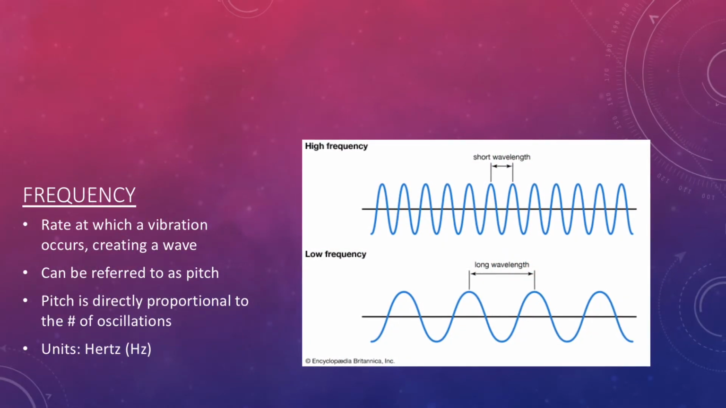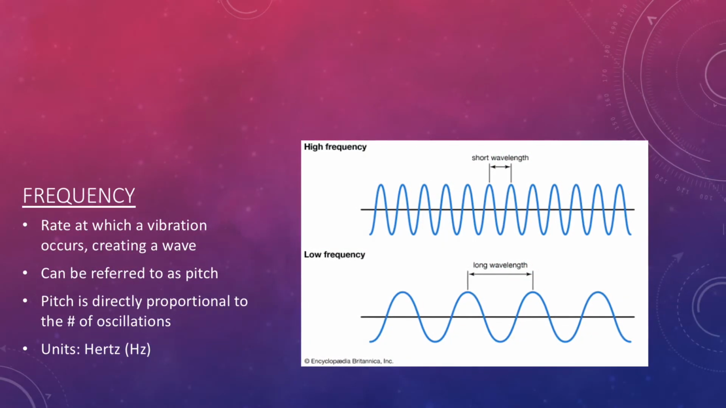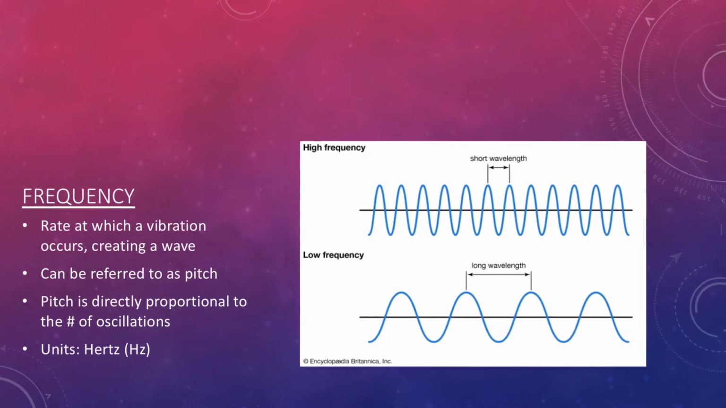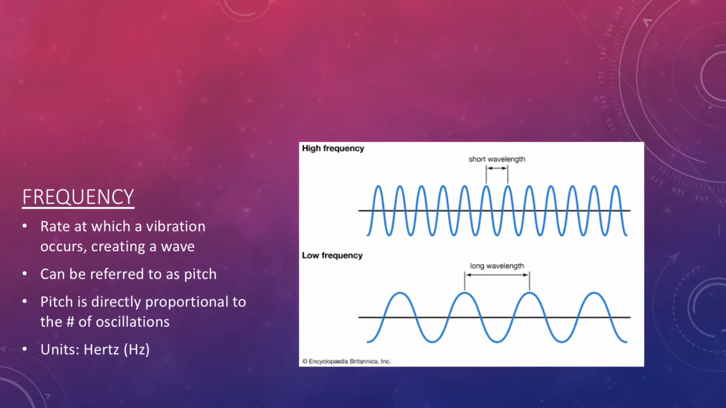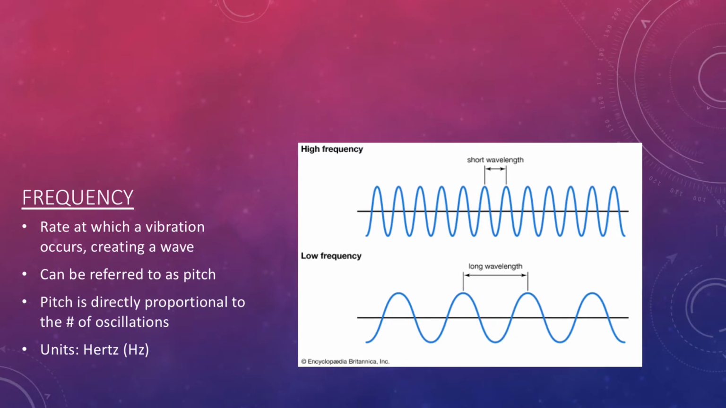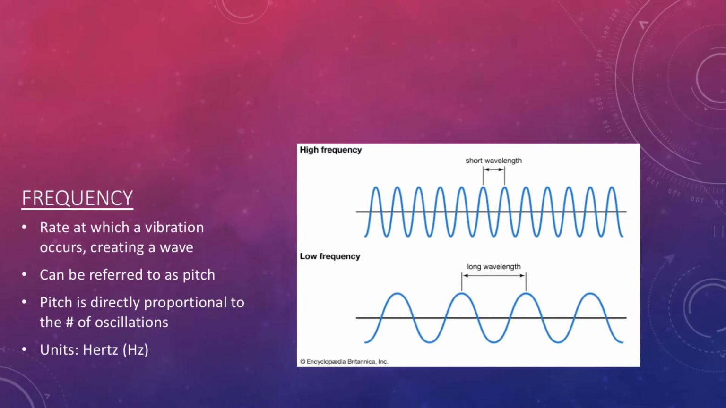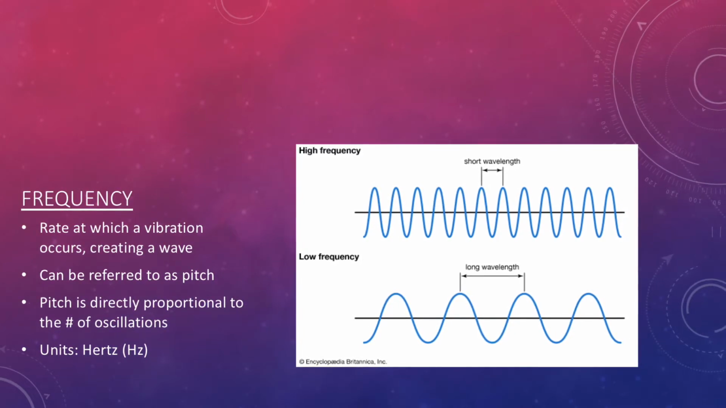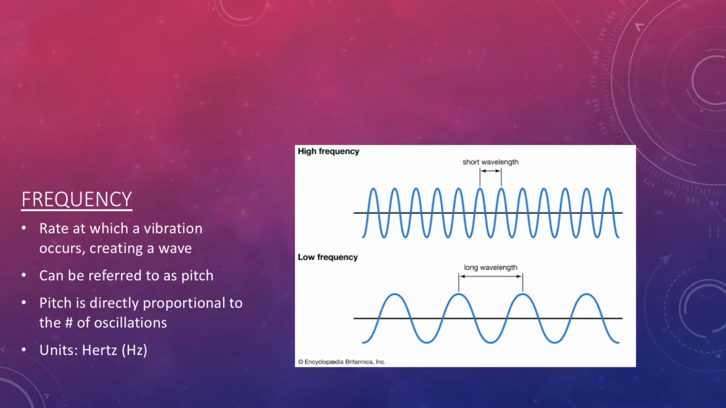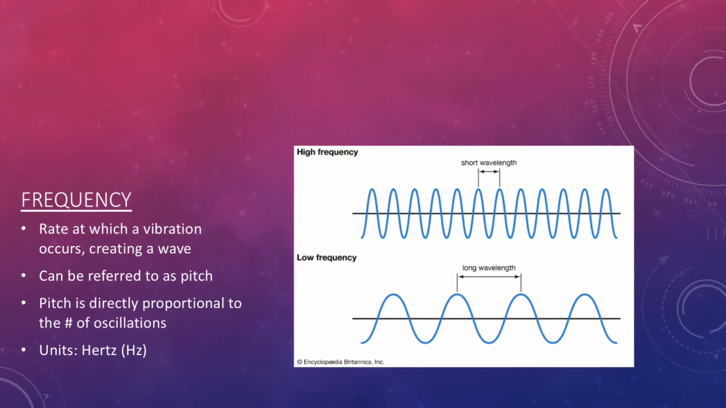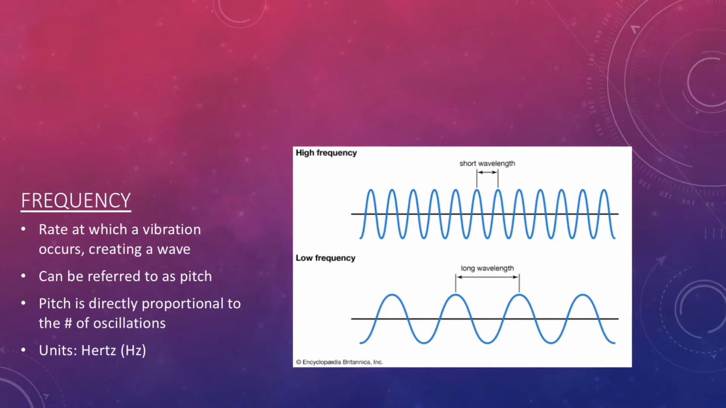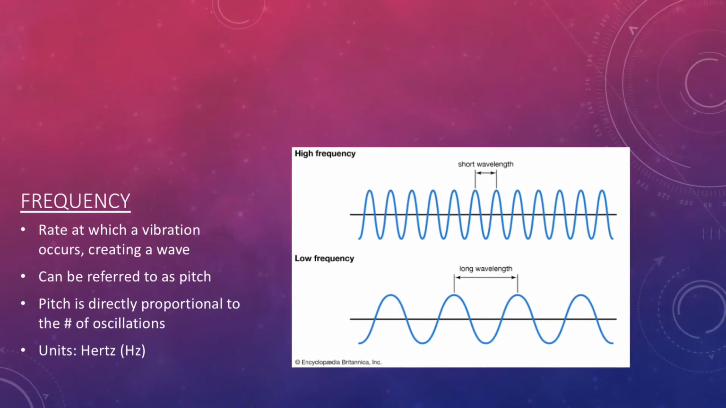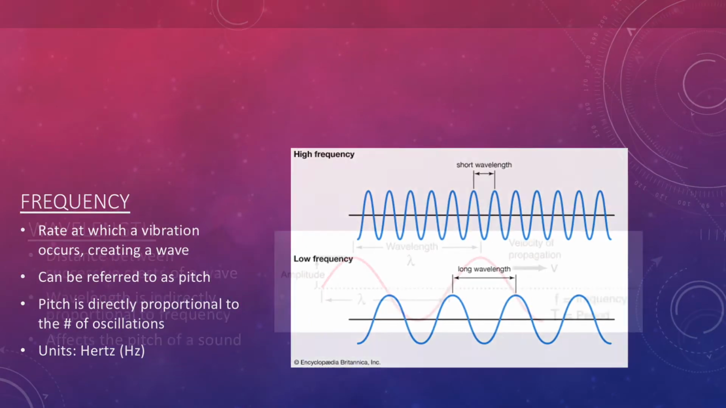Our first concept is frequency, which is the rate at which a vibration occurs resulting in a wave. It is often referred to as pitch and is directly proportional to the number of times a wave oscillates. This means that a higher frequency will produce more oscillations and a lower frequency will produce less oscillations. The units of measurement for frequency are hertz.